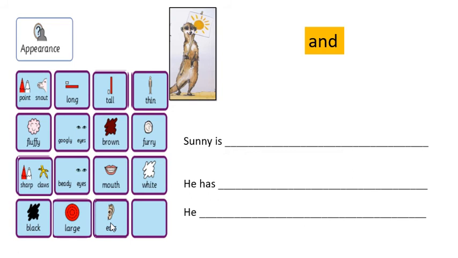Now, using some of these words, and I've got a sentence starter here, I want you to help me come up with a sentence using the conjunction and. So I'm going to pause the video and have a think of some sentences that you can come up with using these words and the conjunction and. Just pause the video and have a think.